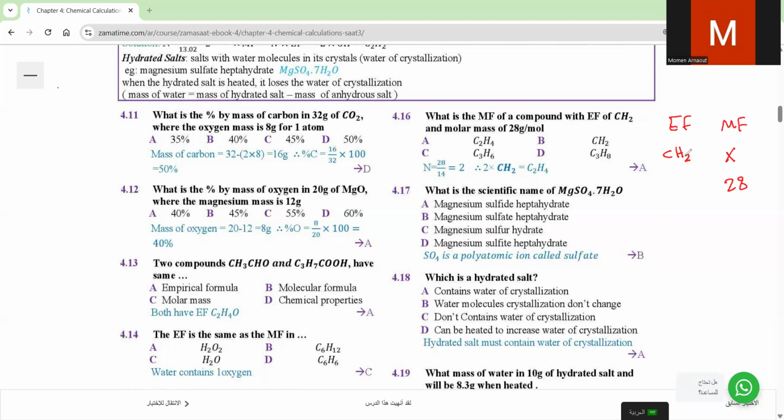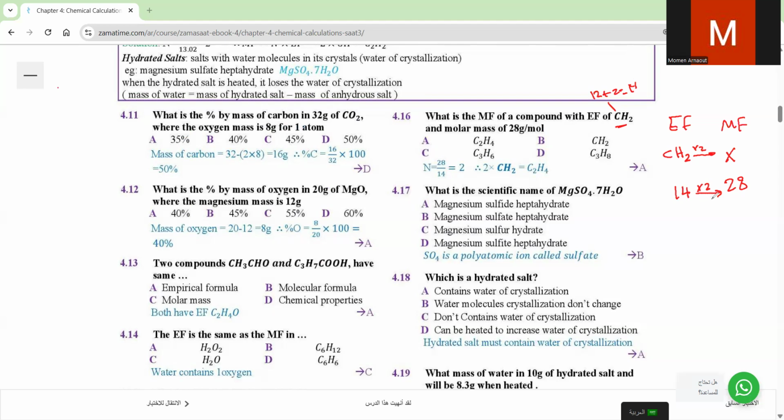Can I find the mass of the empirical formula to compare? Exactly, I can. How? CH2. What is the molar mass of the empirical formula? C is 12. H2 means 2, so it is 14. Can you find the relation between 14 and 28? Yes. To convert 14 to 28, we multiply by 2. The same should be here, multiply by 2.